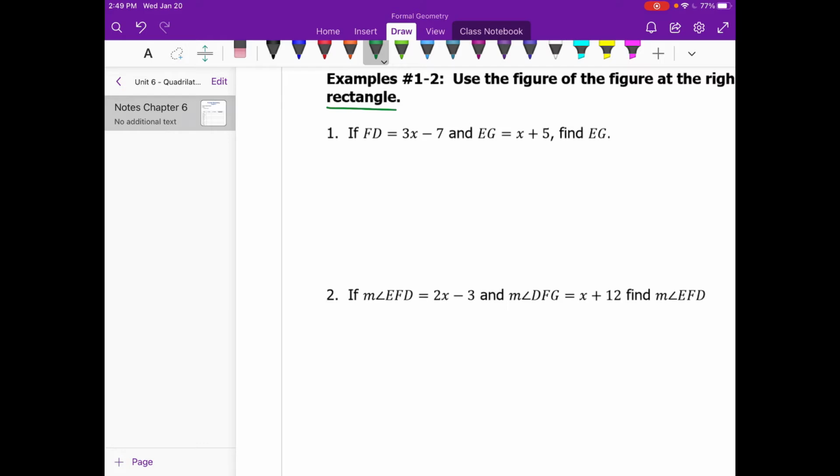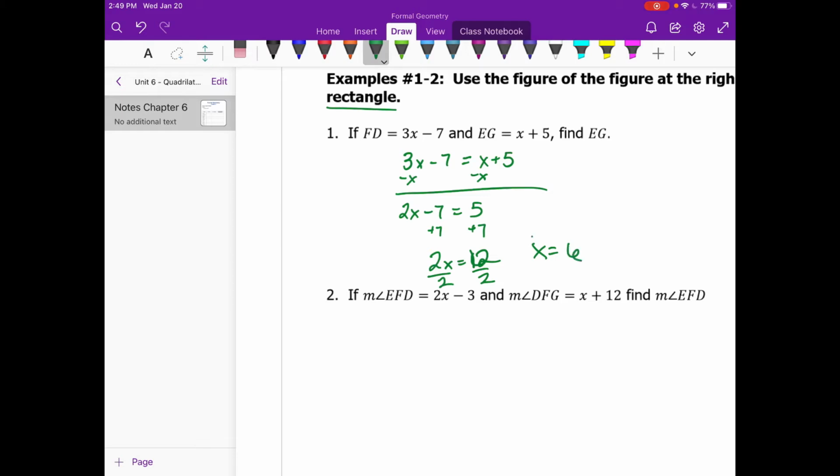That we know that the diagonals are congruent to each other. So congruent means equal, so I'm going to set these equal to each other. Subtract x from both sides. 2x minus 7 equals 5, add 7. 2x equals 6, divide by 2, x is 3. X is equal to 3.